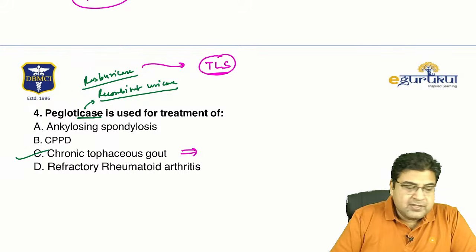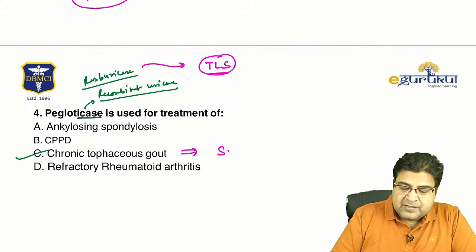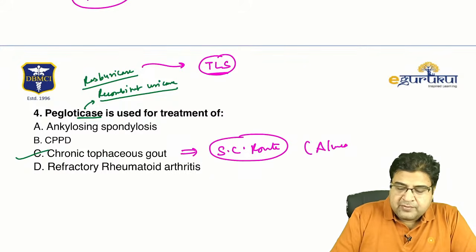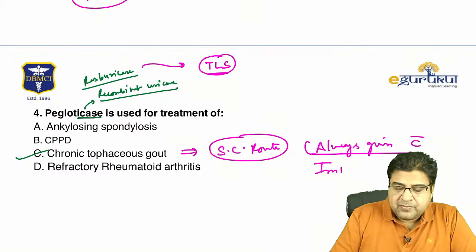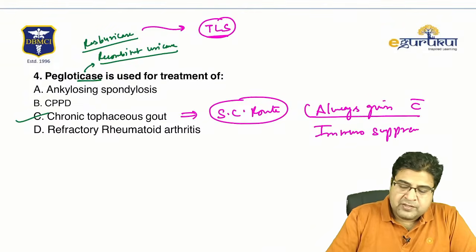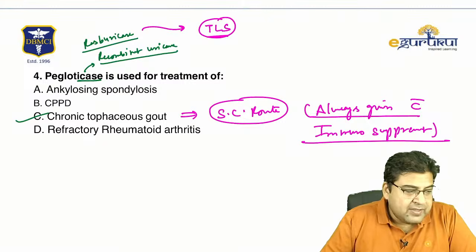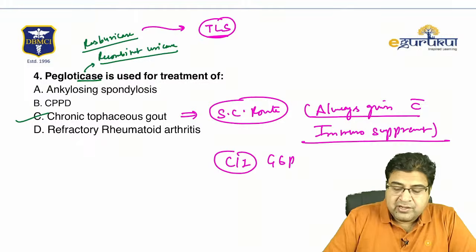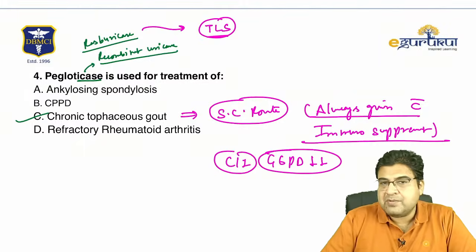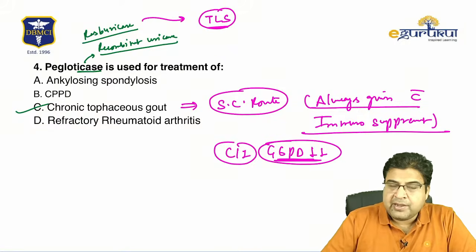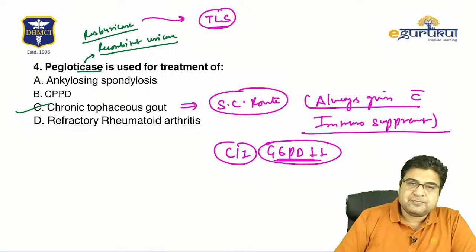Now, when we use this medicine for chronic tophaceous gout, these medicines are given by the subcutaneous route, and these medicines are always given with immunosuppressant medicines. Otherwise, they can lead to inflammatory phenomena. So these medicines are always given with an immunosuppressant drug. Otherwise, there is a risk of inflammation. And guys, these medicines are strictly contraindicated in G6PD deficiency patients. Rasburicase and pegloticase are strictly contraindicated in G6PD deficiency patients.